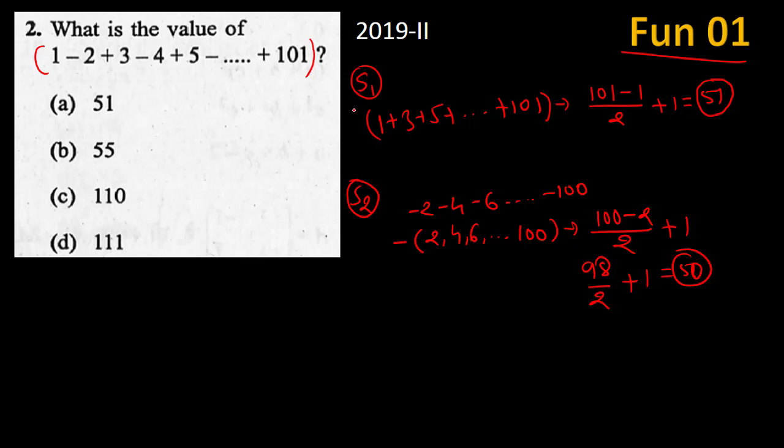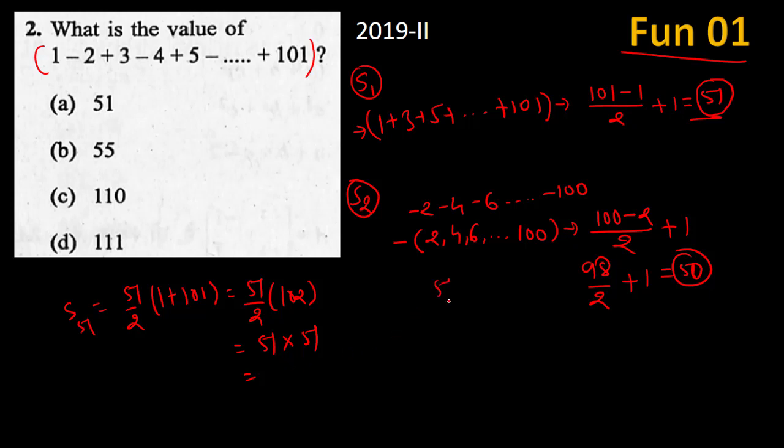How to get the sum of the first series? The sum of the first 51 terms is n by 2 into the first term plus the last term, so 51 by 2 into (1 plus 101), which is 51 by 2 into 102. This is nothing but 51 into 51, which is 51 square.